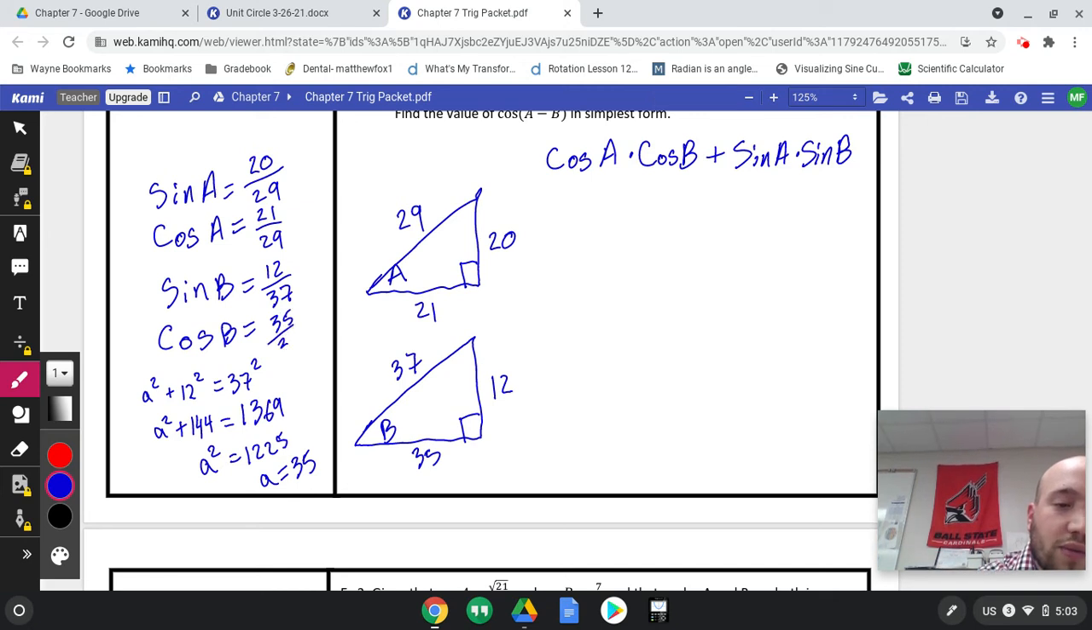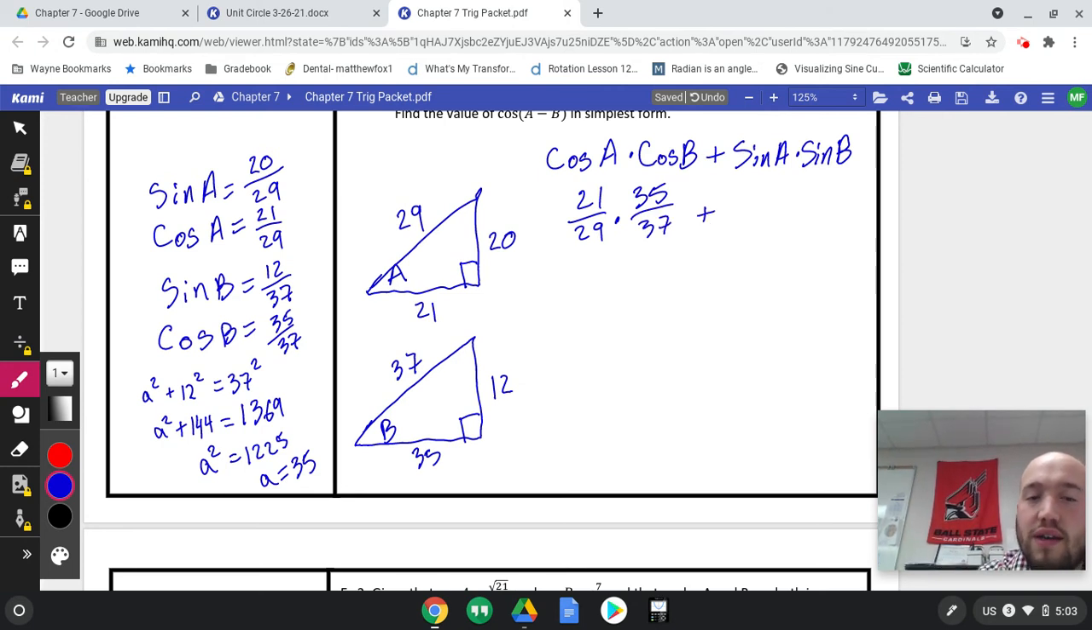We're almost done with this one. So cosine A, 21 over 29 times cosine B was 35 over 37. We'll add that. Sine A, 20 over 29. Sine B was 12 over 37. Now the good thing is both of these will have the same denominator.